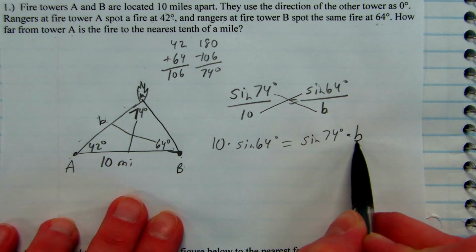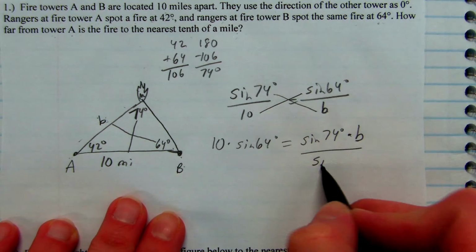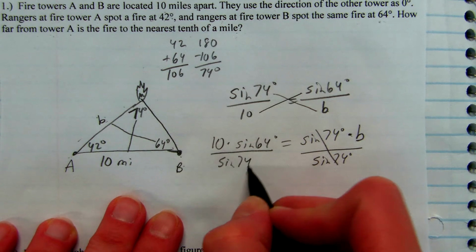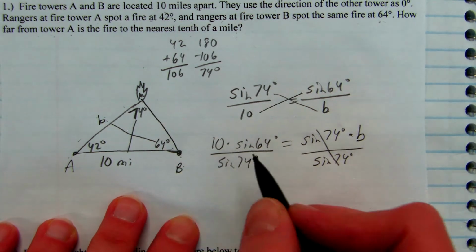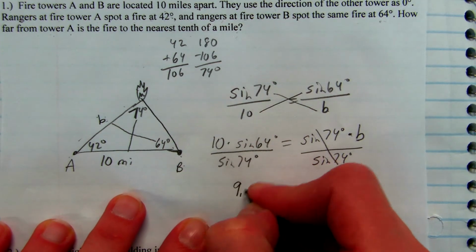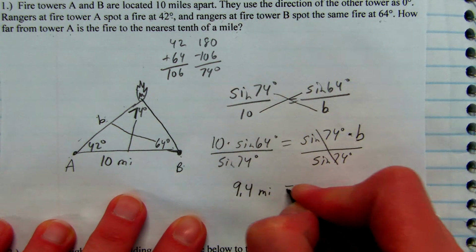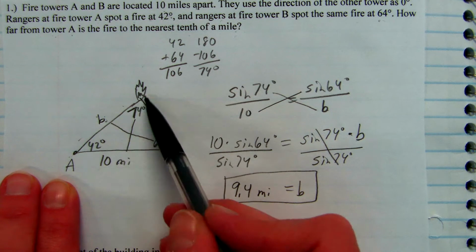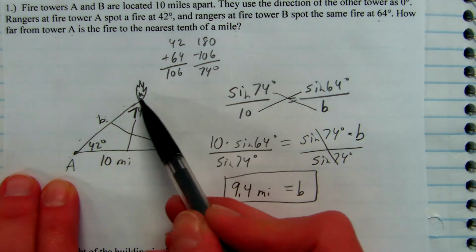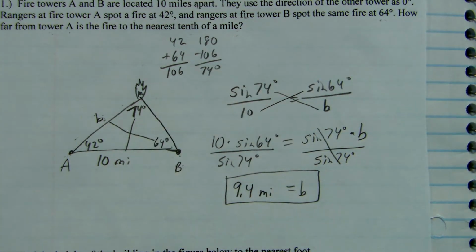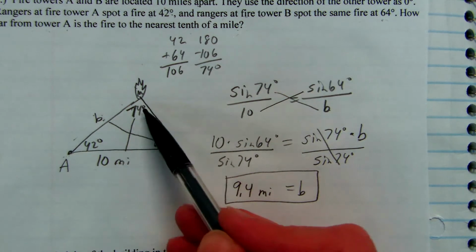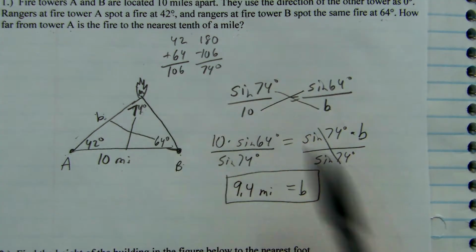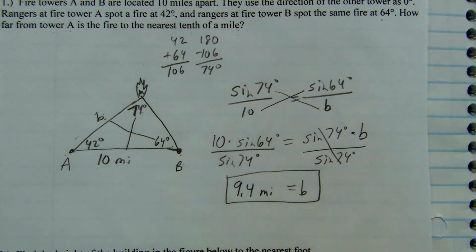How do we get b by itself? Divide by sine of 74 degrees. That cancels this out. Divide this by sine of 74 degrees. And now we could just put this into your calculator and it comes out to be about 9.4 miles. So that's how far it is over here from tower A to the fire. So if you have one pair of angle and side across from each other, you can use law of sines to find the other stuff.